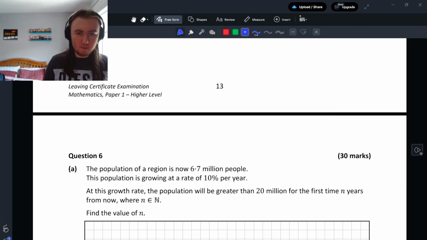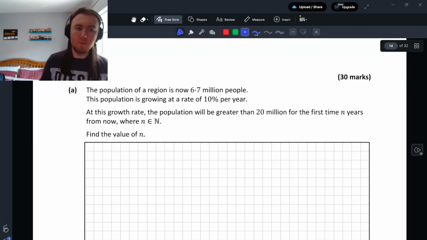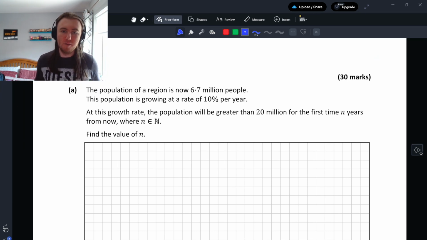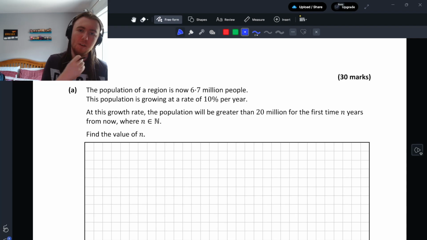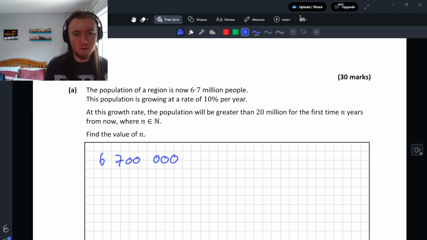Okay, the population of a region is now that many people. The population is growing at a rate of 10% per year. At this growth rate, the population will be greater than 20 million for the first time in n years. So if it's growing at 10% of the current population, then if we start out with that many and we grow that by 10%, then we're multiplying this by 1.1, because it's the amount plus 10%.